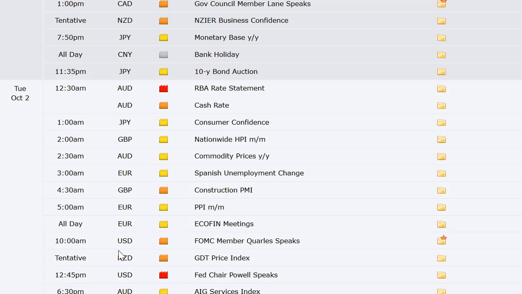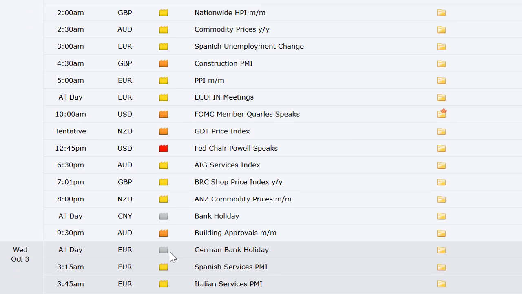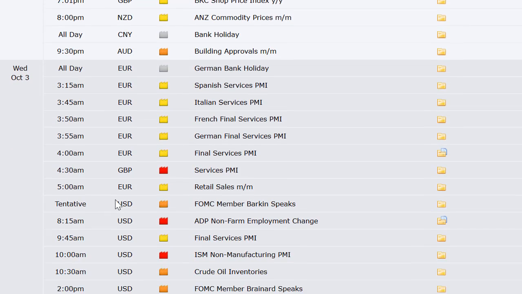Consumer confidence out of Japan, nationwide HPI, that's the housing price index out of the UK. Commodity prices out of Australia, Spanish unemployment change, construction PMI out of the UK. PPI out of Europe, GDT price index out of New Zealand, a couple Fed members speaking, AIG services index out of Australia. Got a bank holiday again for China going into Wednesday, building approvals out of Australia.